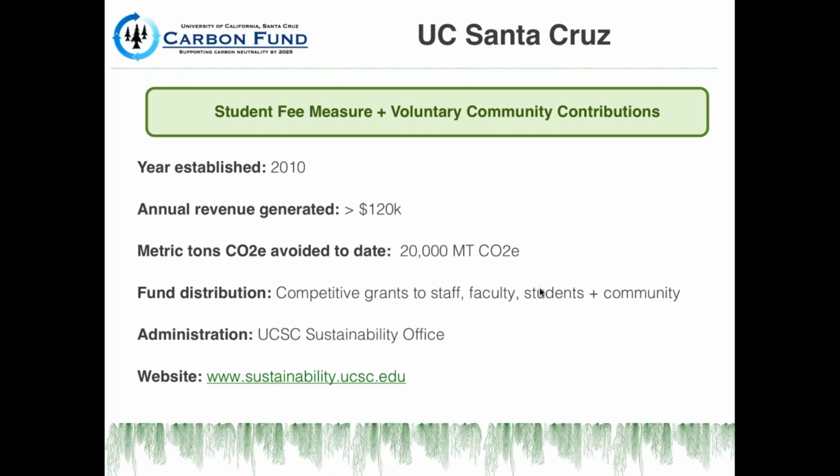The average award size for UC Santa Cruz is about, I think, $15,000, but they make grants on the order of a couple $100 to, I think their maximum grant size has been $64,000.